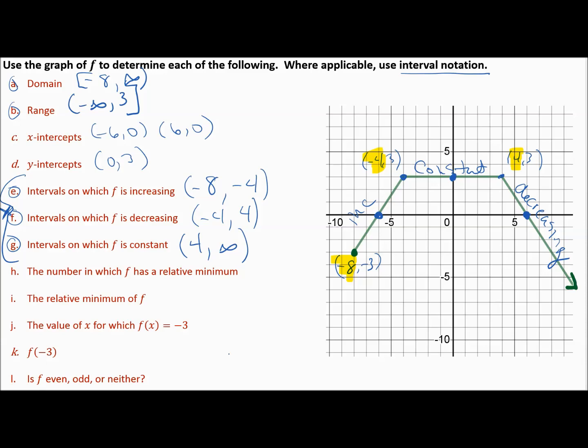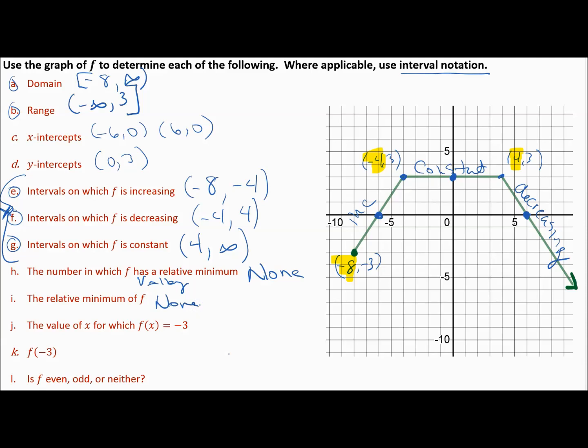All right. And then the next question, H, the number in which f has a relative minimum. Remember, relative minimum is a valley. So is there any way we could hike down the valley and hike back up on the other side? Nope. This has none. Okay, not applicable, does not exist. Nowhere is there a relative minimum. Okay, so also none here. And you'll run into that sometimes.